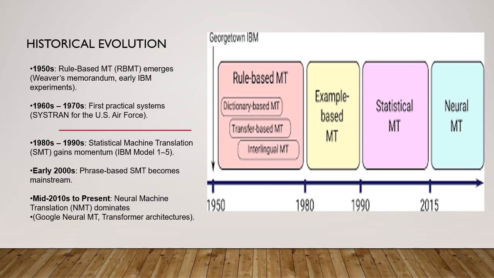Historical evolution. Machine translation has evolved significantly over time. It started in the 1950s with rule-based systems, then the 1980s and 1990s saw the rise of statistical machine translation, followed by the dominance of neural machine translation in the mid-2010s with models like Google Neural Machine Translation.